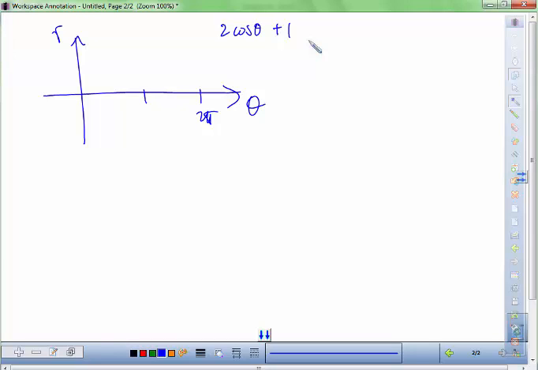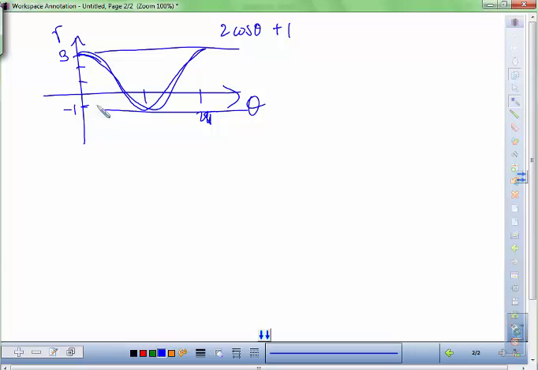Okay. Can you guys picture how this graph would look like? Remember your trig shifts and all that stuff? So amplitude of 2, shifted 1. So we'll shift 1, amplitude of 2. It's a cosine, so it should look something like that. Okay, so that's how the graph of this function would look if we were to draw it on a Cartesian plane. But now let's draw it and treat it like it was polar coordinates.